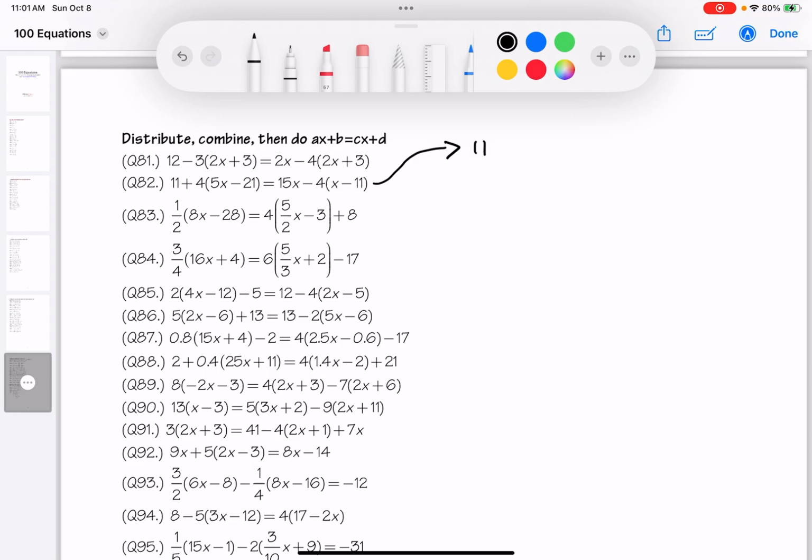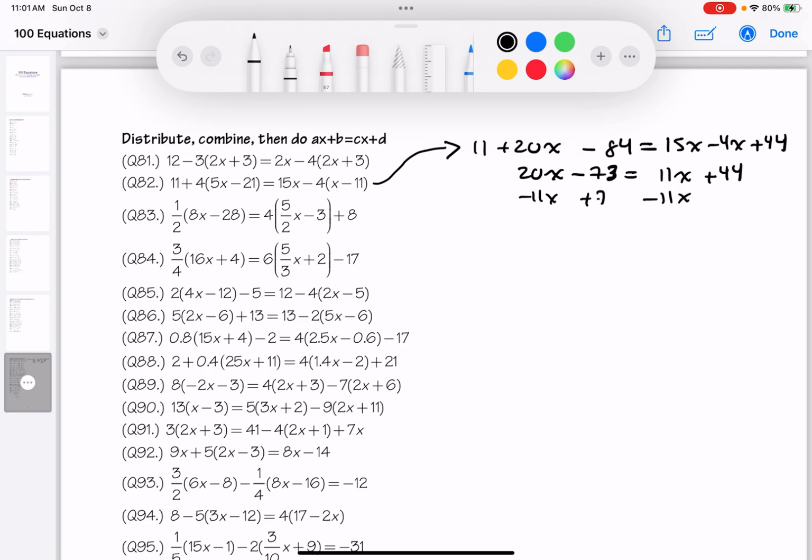What do you get? 11 plus 20x minus, well, let's see, that's going to be 84 equals 15x minus 4x plus 44. What do you get there? Let's take a look at that. That's going to be 20x minus 73 equals 11x plus 44. I'm going to subtract 11x from both sides, and I'm going to add 73 to both sides.